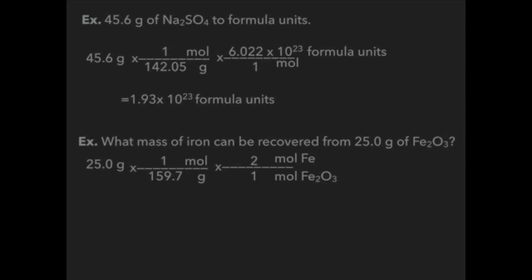Now I'm in moles of iron, and it's very easy for me to get into grams of iron. So I'm going to put moles on bottom and grams up top again. Got to put the molar mass of iron, which is 55.85 for every 1 mole of iron, and then I can get my answer, which is 17.5 grams.